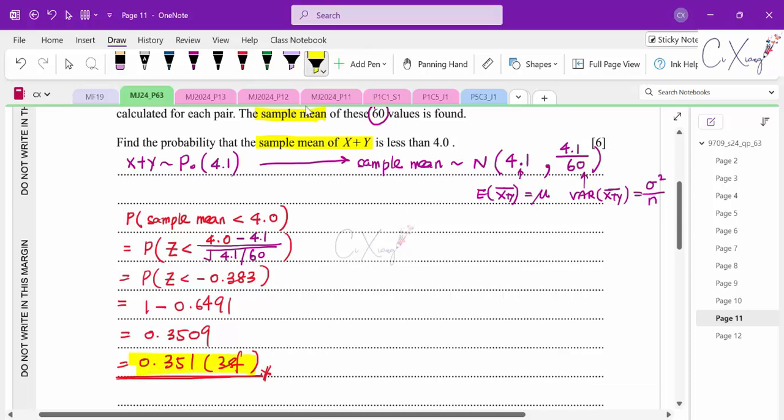So this is how we find the probability that involves the sample mean for x plus y. This is the last question for this paper.